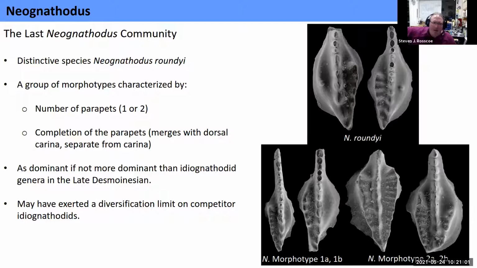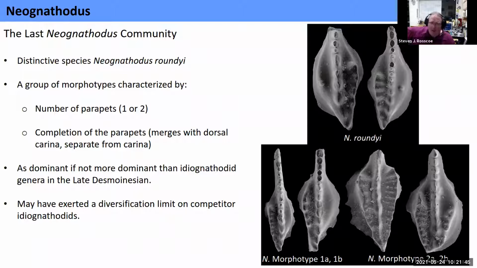Essentially, you've got either one row of parapets on one side of the element or two rows on both sides of the element. And then I look at whether or not those parapets are complete, meaning that they actually eventually merge with the medial carina. And so you can see morphotypes 1A and 1B of the one parapeted specimen, where we have a complete parapet that goes all the way down to the medial carina, and 1B where it does not. Then you get morphotype 2 with two separate parapets, and you'll see that the parapet on the right does not connect to the medial carina when you look at morphotype 2B.